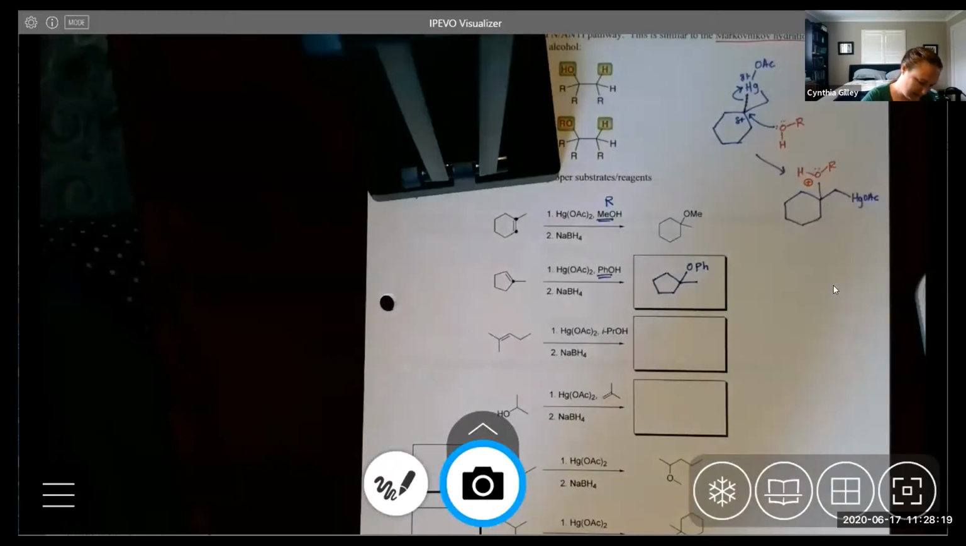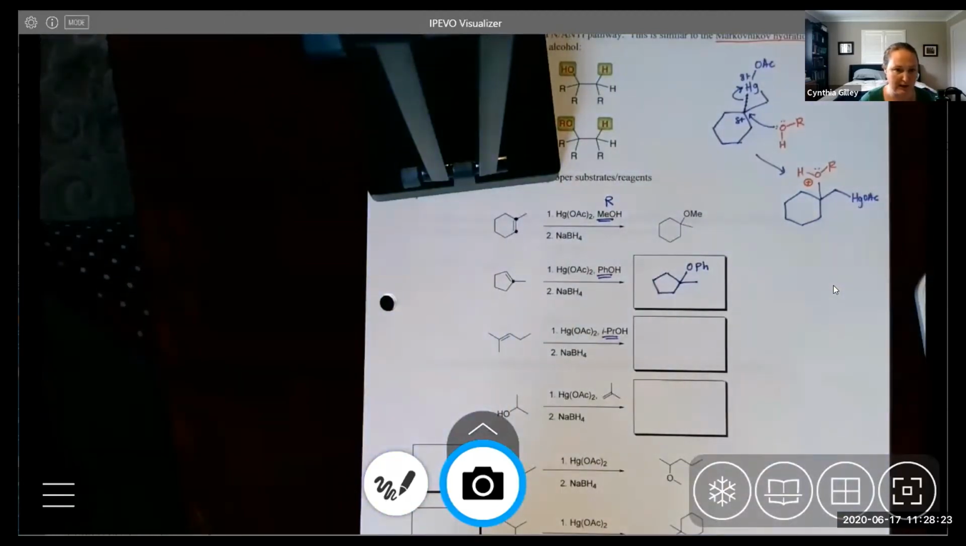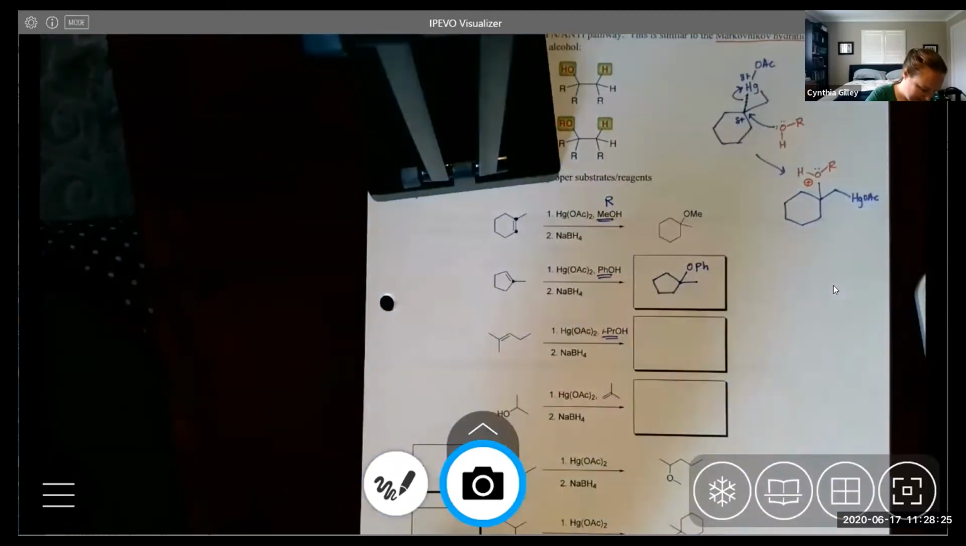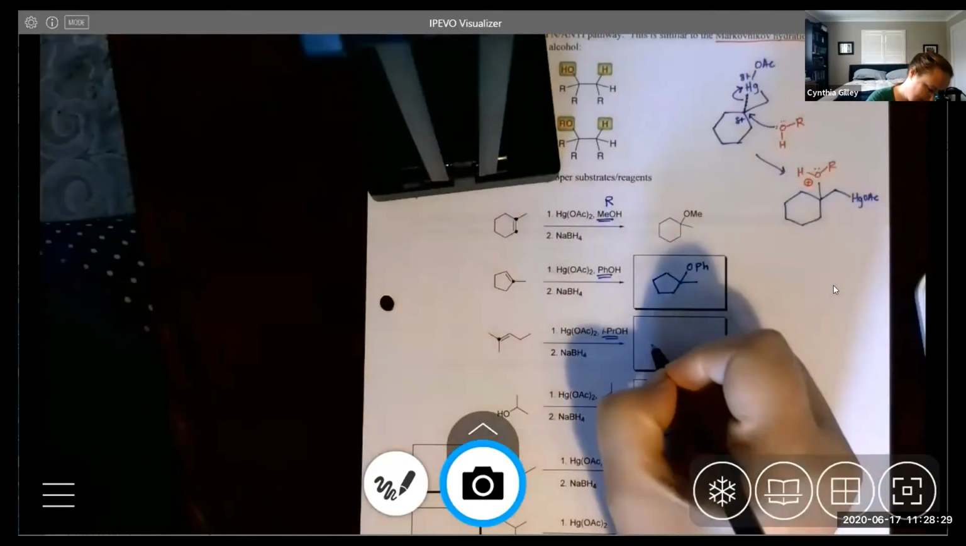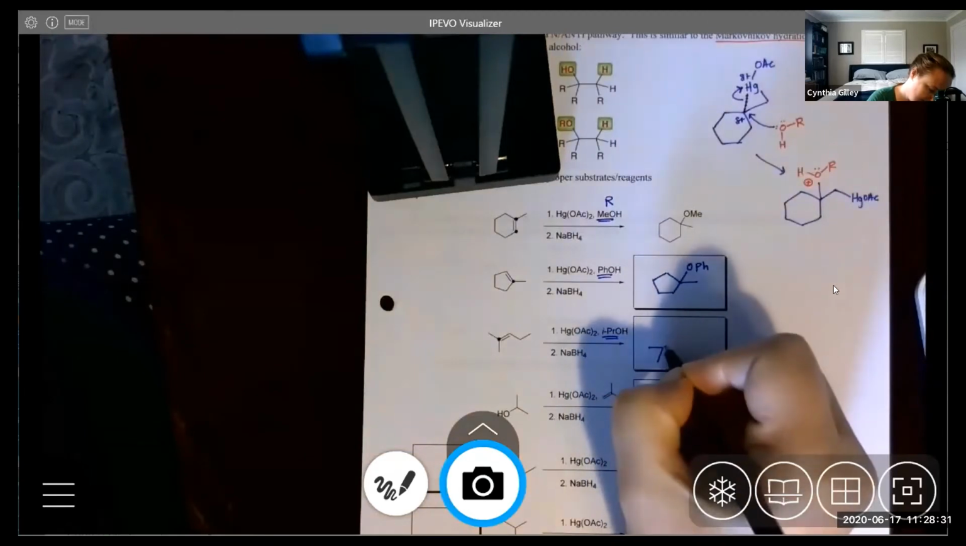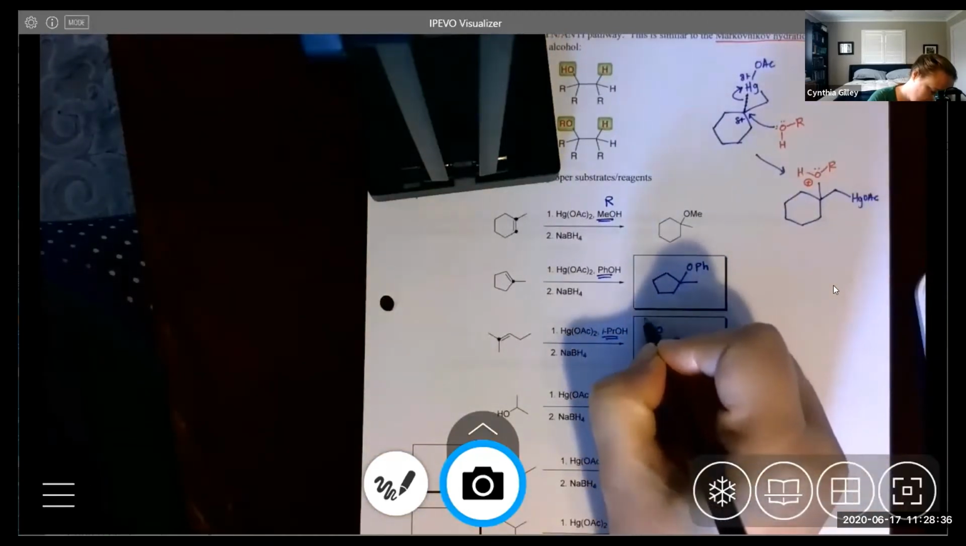So over here, we look at our R group, adding an isopropoxy group. And this is the more substituted carbon. So it's going to go there. I can just sketch out the backbone and then do isopropyl.